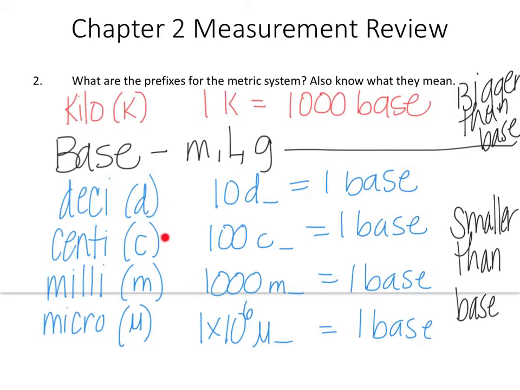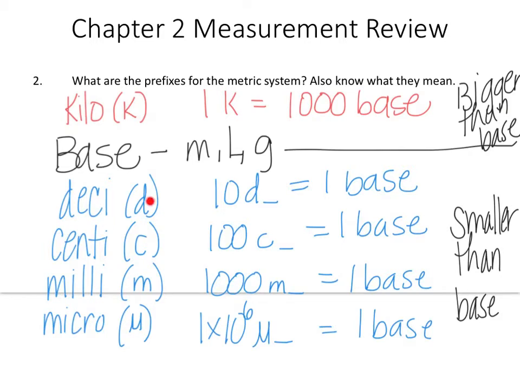The deci, centi, milli, and micro are all smaller than the base, so it takes a lot of them to equal the base unit. And anytime I say base, I mean meter, liters, or grams. So deci is 10 decimeters to equal 1 of the base units. If it was centi and you had meters, it'd be 100 centimeters to equal 1 meter. And then milli is 1,000, micro is 1,000,000, or 1 times 10 to the 6. I left these blanks here so that you could fill that in with either meters, liters, or grams and know that whichever one we're talking about, these prefixes mean that many.